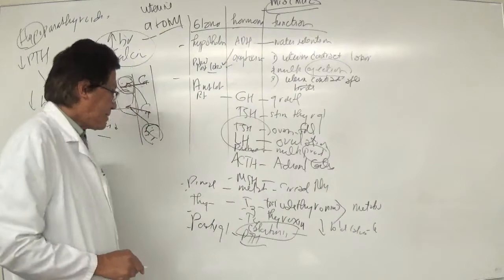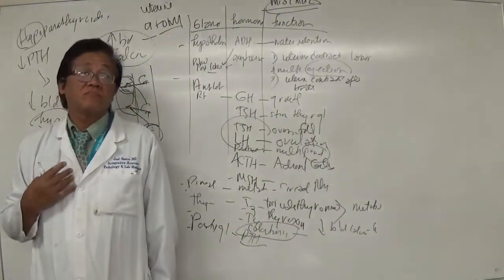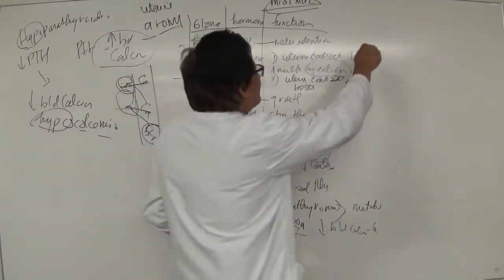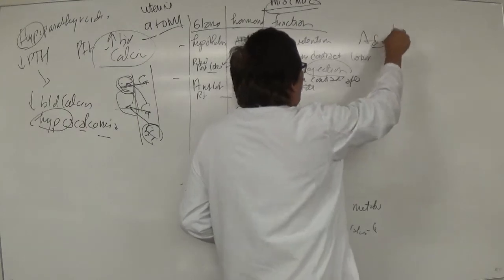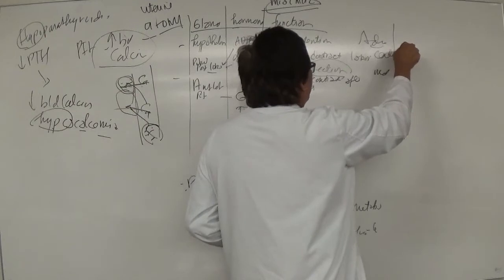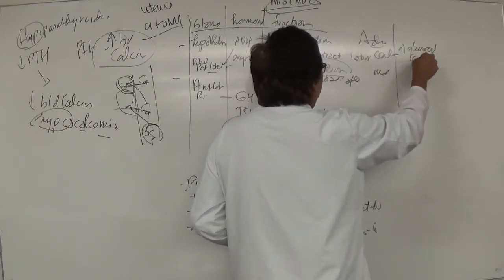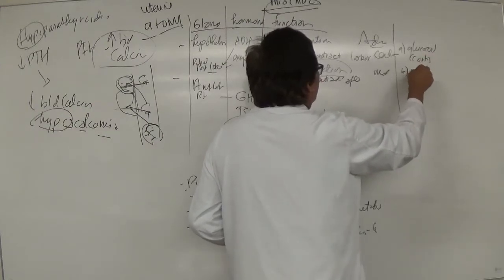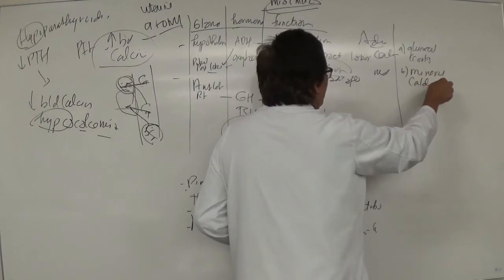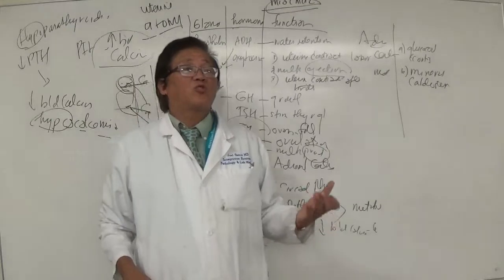Now, let's move on. What's next? Thymus, what's next? Let's jump to the adrenal gland, right? Adrenal gland has two parts, cortex, and then what? The medulla. Cortex, two things. Glucocorticoid, which is cortisol, and what's the other one? Mineralocorticoid, which is what? Aldosterone.